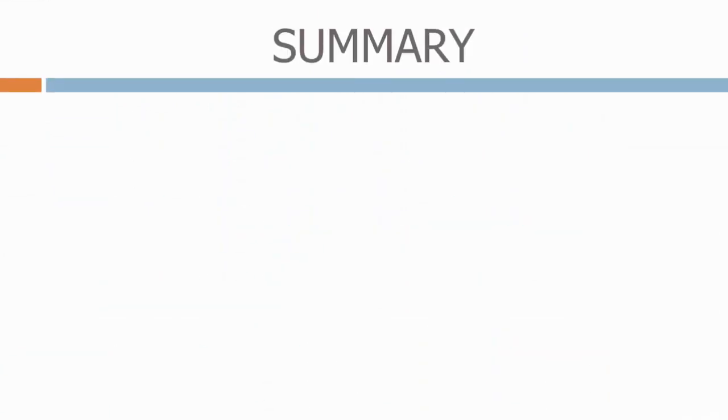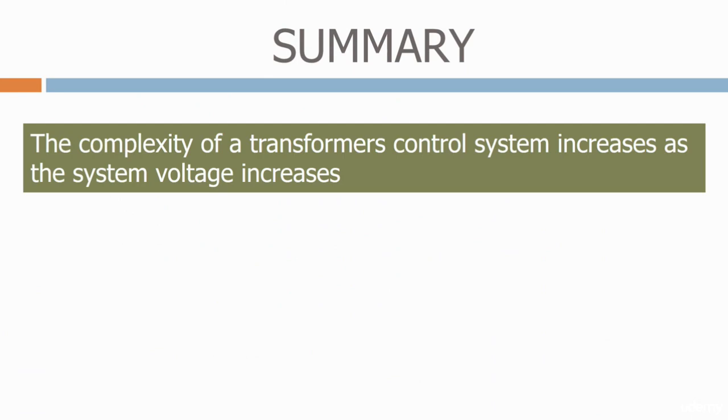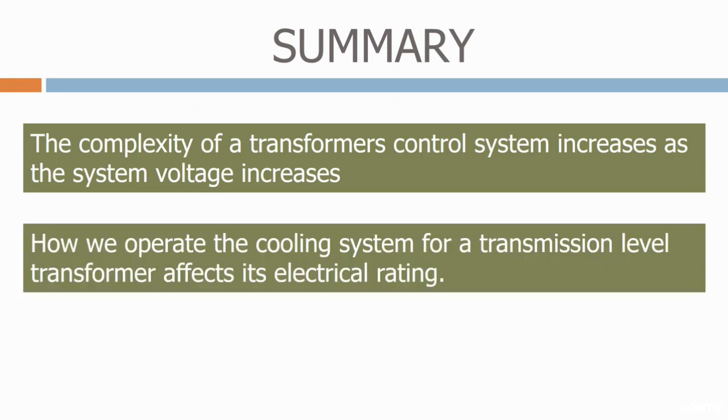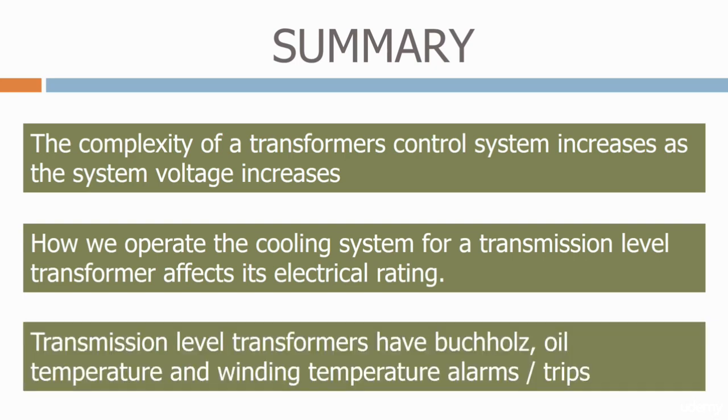Let's summarize what we learned today. The complexity of a transformer's control system increases as the system voltage increases. How we operate the cooling system for the transmission level transformer affects its electrical rating. Transmission level transformers have Buchholz, oil temperature, and winding temperature alarms and trips.